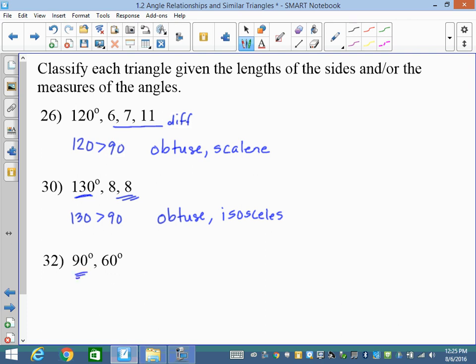Okay, 90 degrees is 90, so it's a right triangle. Now I know it doesn't say anything about the sides, but it does give you two angles. One is 90, one is 60, which only leaves 30 to be the last one, and if the three angles are different, then the three sides also must be different. So this one would be scalene as well. How'd you do?